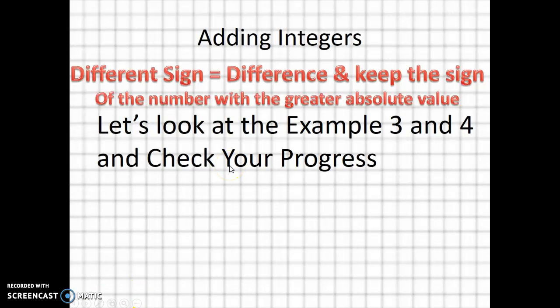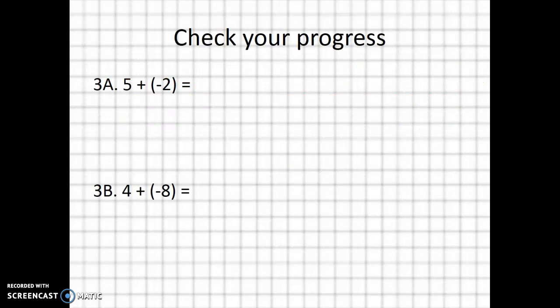If that happens, then we're going to take the difference between the two numbers and we are going to keep the sign of the number with the greatest absolute value. So go ahead and stop the video and look at examples 3 and 4. Okay, hopefully you had a chance to read both of those and take a look at the number lines there.